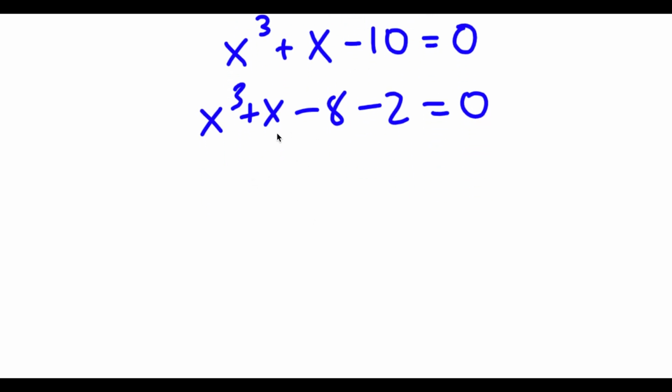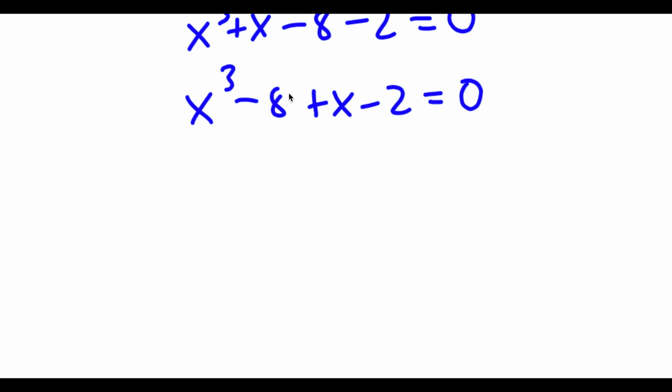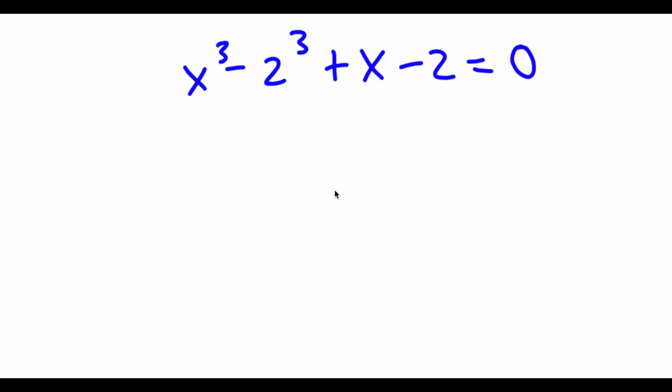So now I'm going to switch the order of these and rewrite this as x to the power of 3 minus 8 plus x minus 2 is equal to 0. Now 8 is the same thing as 2 to the power of 3. So now I have x to the power of 3 minus 2 to the power of 3 plus x minus 2 is equal to 0.